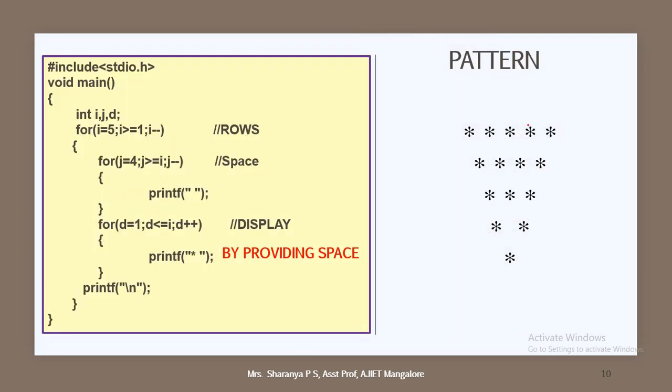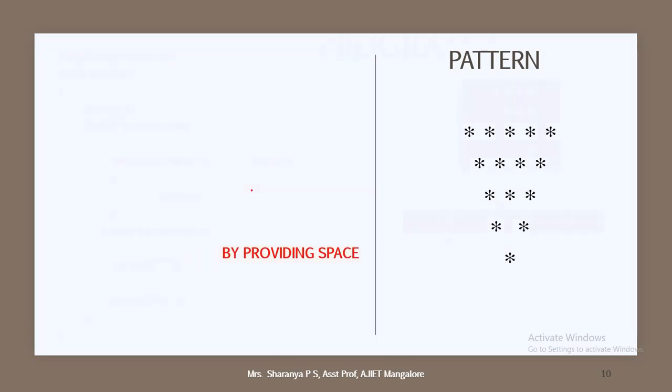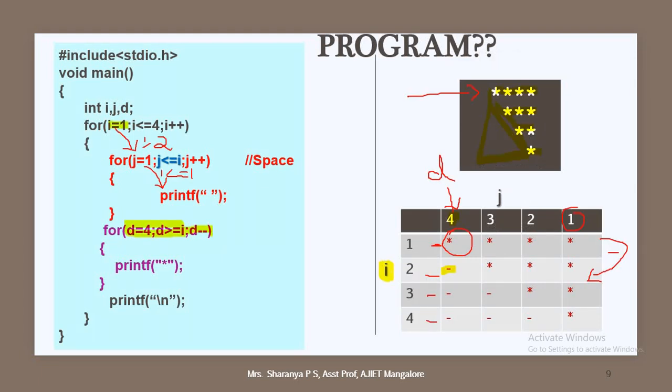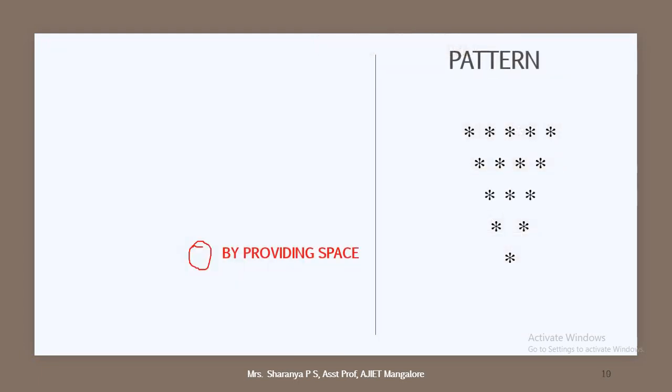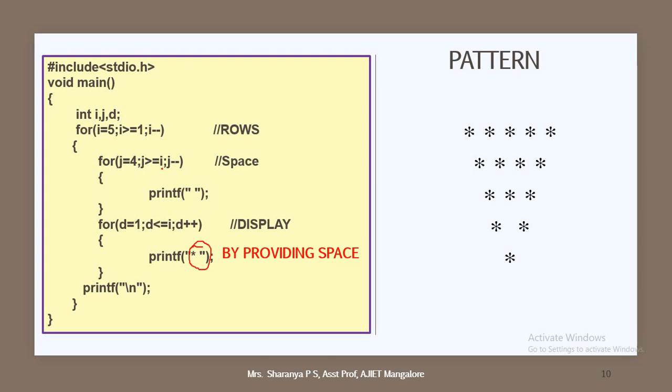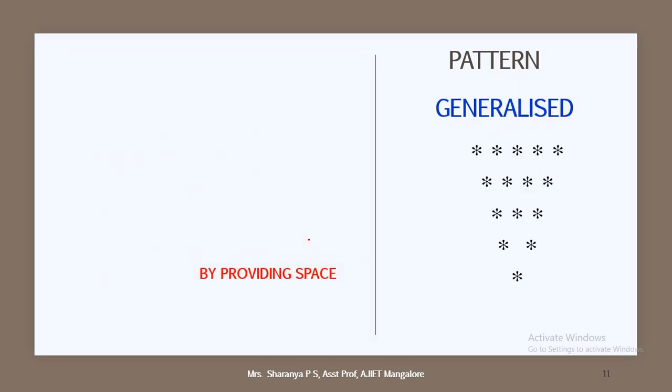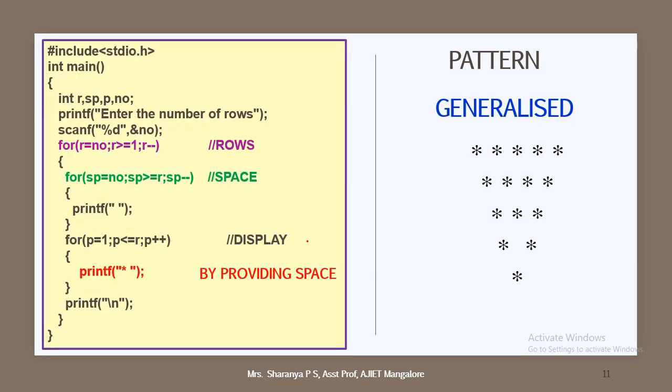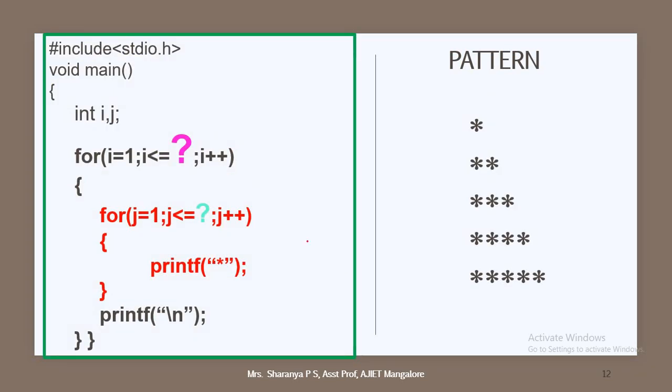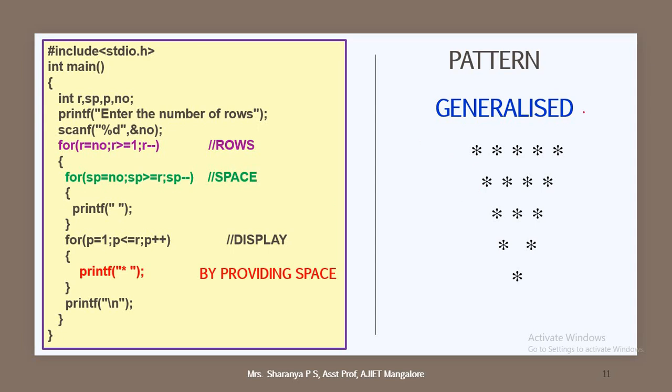Same logic holds good for printing this as well, by appending space when we are printing the pattern. Here we begin with i equal to 5 and we start with j equal to 4, and then it keeps decrementing and it will be printed, by providing the space. Next, one more, if we are generalizing this, how this pattern needs to be printed.